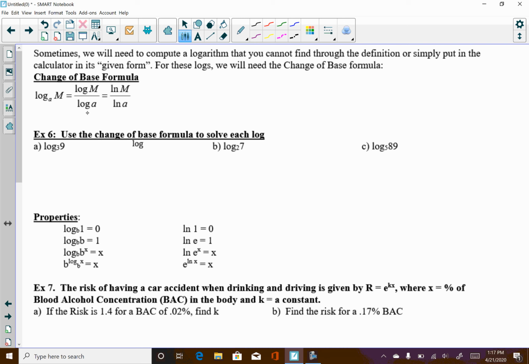And it's also legal, if you don't want to use common log, to use natural log: natural log of the argument divided by natural log of the base. It doesn't matter which one you use, okay?